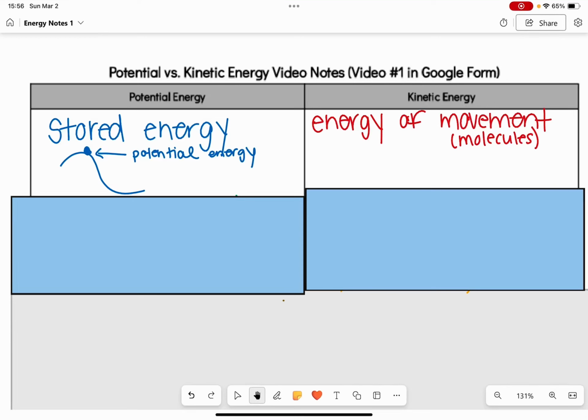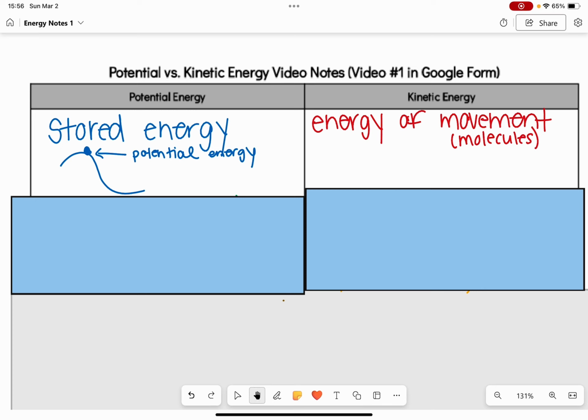In this video, I'm going to talk about the difference between potential and kinetic energy. As I go through it in the video, you should be writing it down in your notes. The first is potential energy, and you've probably heard of both of these before, but I'm just going to give you an actual definition. Potential energy is stored energy.